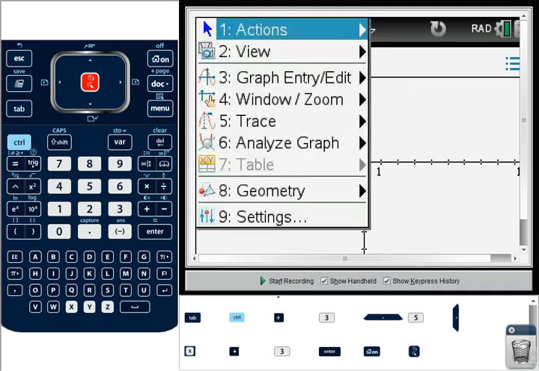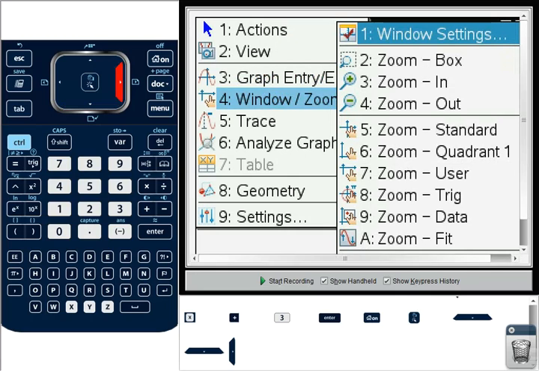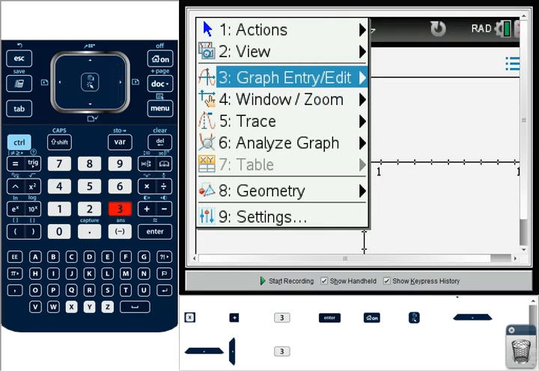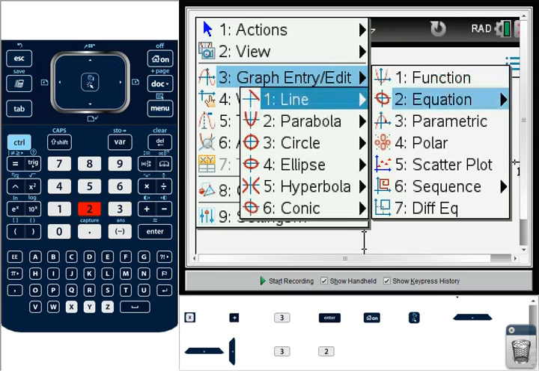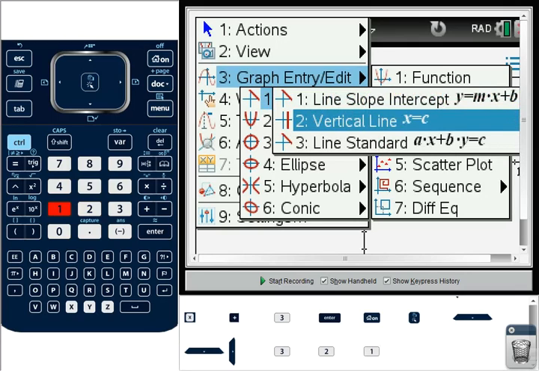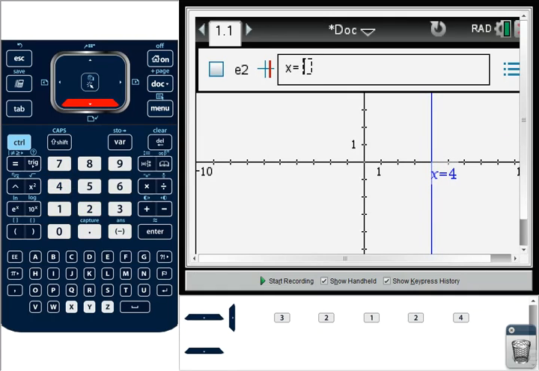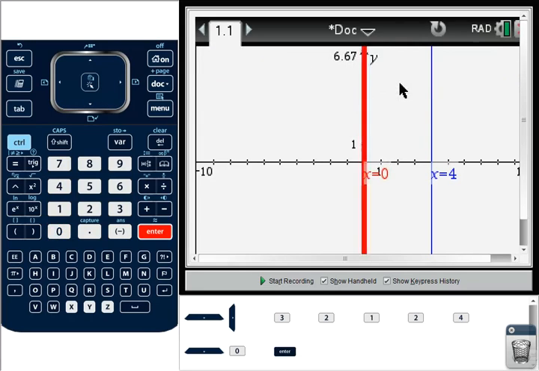What I'm going to need to do is go to Menu, Graph Entry Edit, Equation, Line, and then the second choice there is Vertical Line. And you should notice that it has x equals c as its equation. I'm going to choose that one, and I'm going to enter x equals 4. Then I'm just going to arrow down, and that will allow me to enter a new one. So I'm going to type in x equals 0, and then hit enter.